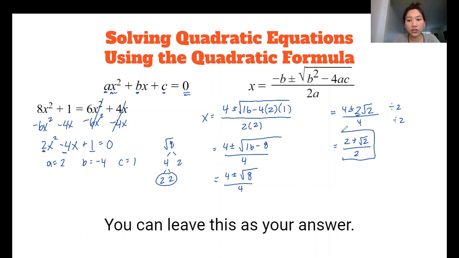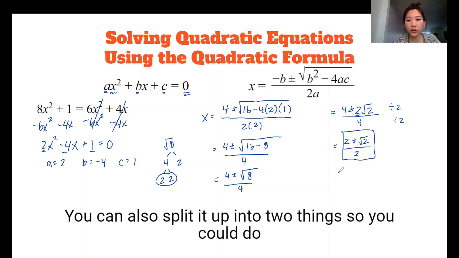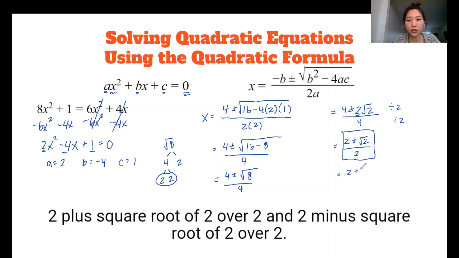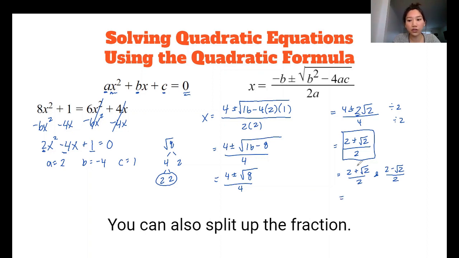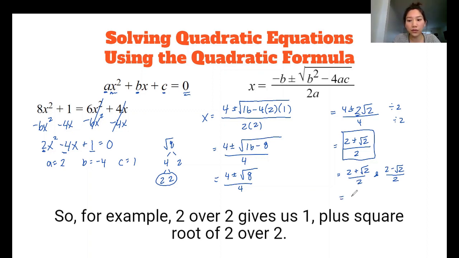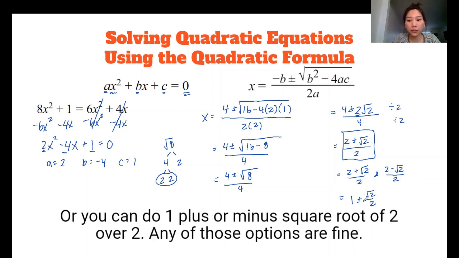You can leave this as your answer. That's absolutely acceptable. You can also split it up into two things. So you could do 2 plus square root of 2 over 2 and 2 minus square root of 2 over 2. That's also acceptable. You can also split up the fraction. So for example, 2 over 2 gives us 1 plus square root of 2 over 2. And you can do this either, again, separately, and then 1 minus square root of 2 over 2, or you can do 1 plus or minus square root of 2 over 2. Any of those options are fine.